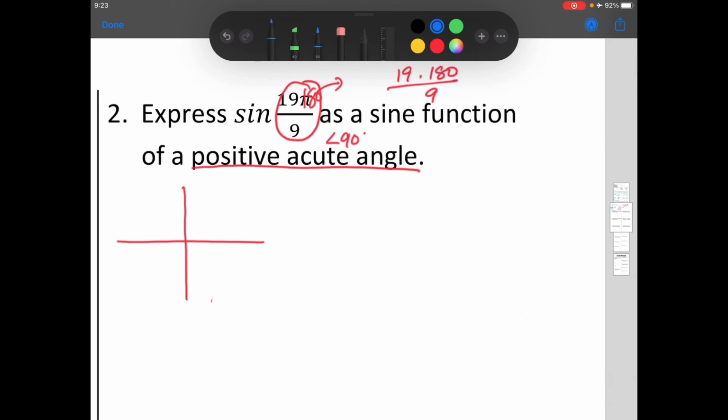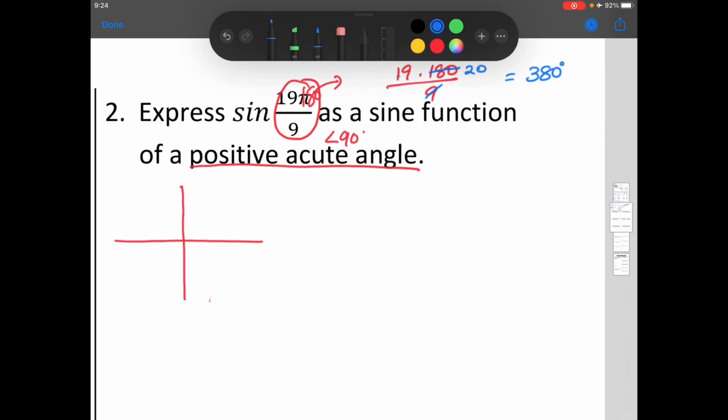Let's do that. Put that in the calculator or do some mental math. So 9 goes into 180 20 times. So 20 times 19 is 380 degrees. Going back here to a quadrant where it's 380 degrees: this is 0, 90, 180, 270, 360, and that would be 450. So your 380 is actually in the first quadrant. So that's your terminal ray.